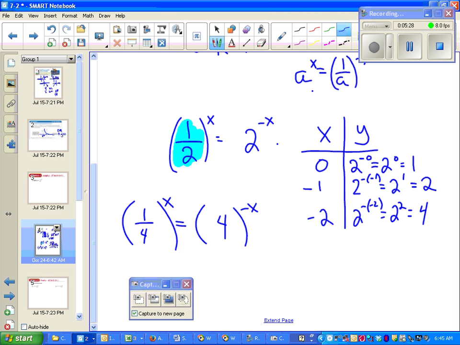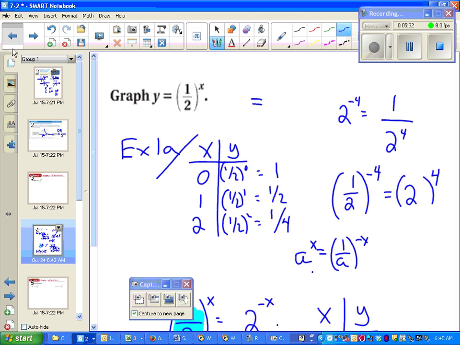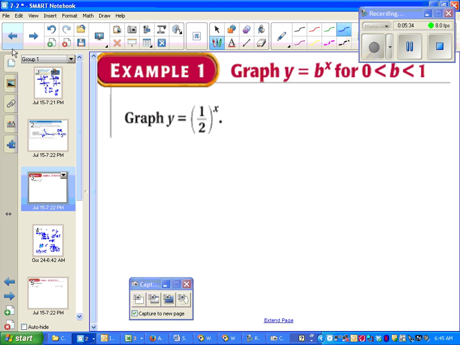I see a base that's less than 1, so I'm going to flip it and make the exponent negative. Because the exponent's negative, I'm still going to put in my 0, and I'll put in my negative values for x. I'm choosing negative values for x because a negative times a negative makes a positive. From the previous slide, we see this is going to be 1, 2, and 4.